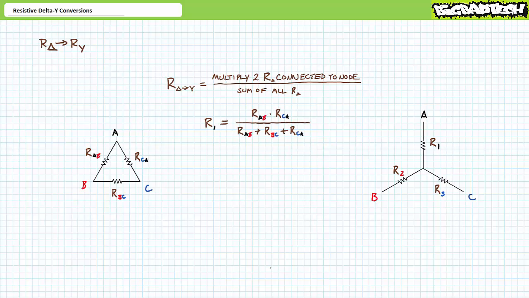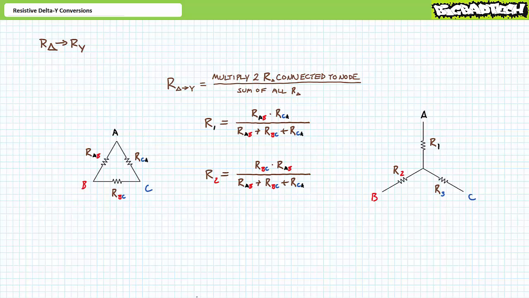To solve for R1 connected to node A, we would multiply the two delta resistances connected to node A. This would be RAB and RCA. Then we would divide it by the sum of all three delta resistance elements, RAB plus RBC plus RCA.